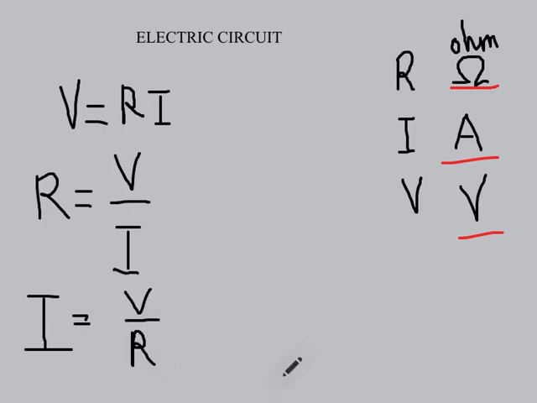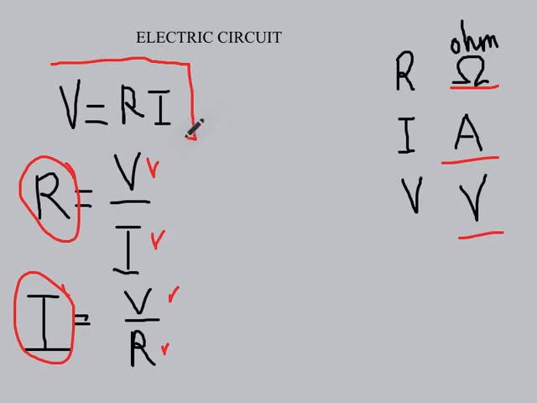So if you know, for example, the voltage and the current, then we can determine the resistance. If you know the voltage and the resistance, then you can determine I. And of course, Ohm's law, which is V equals R times I: if you know the resistance and the current, then you can figure out the voltage value.